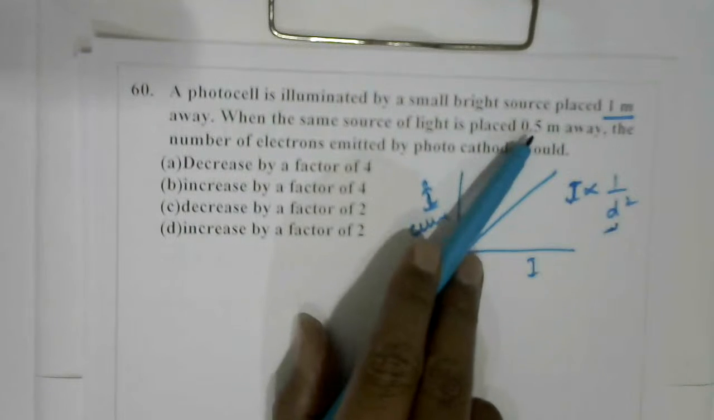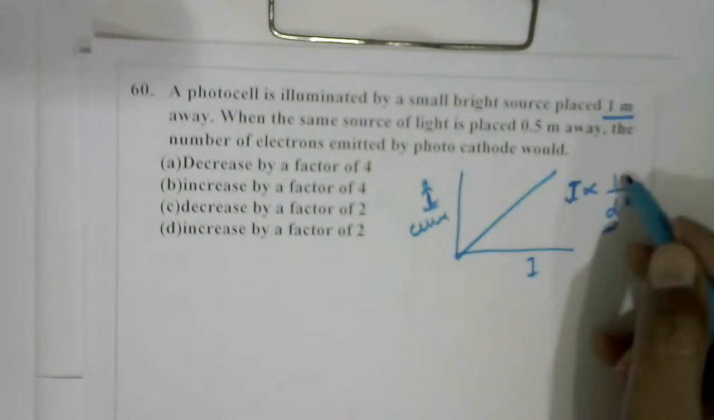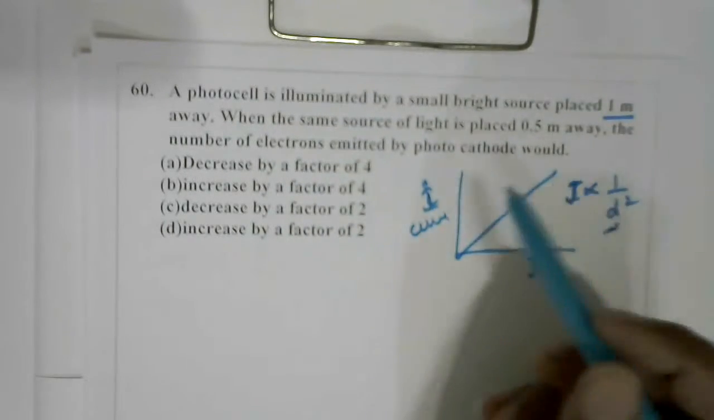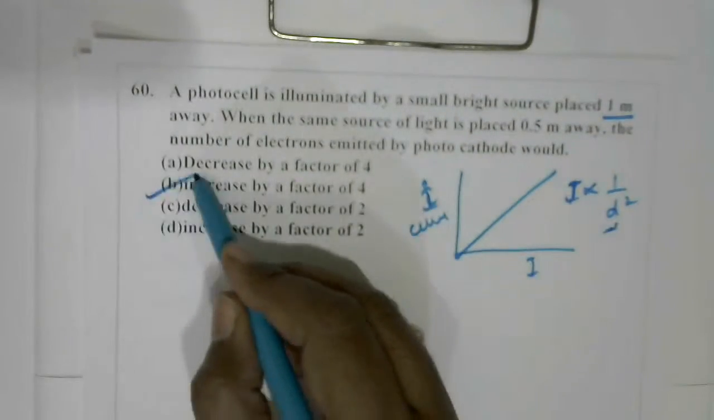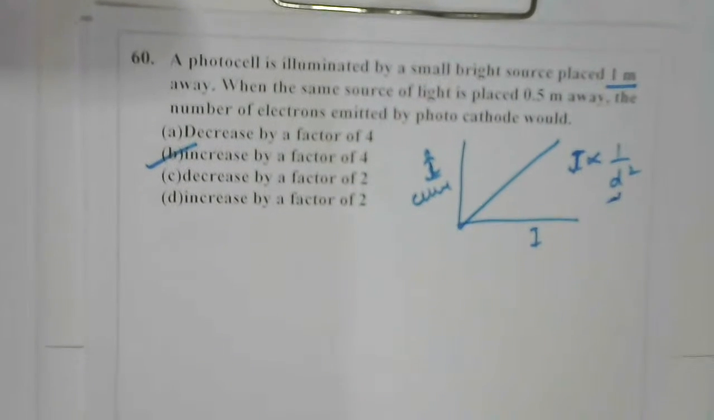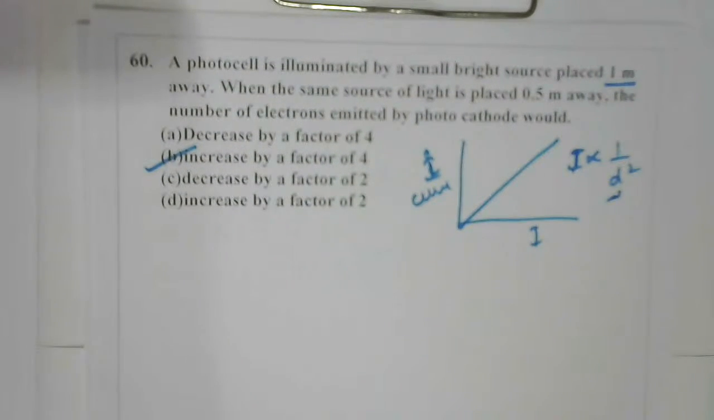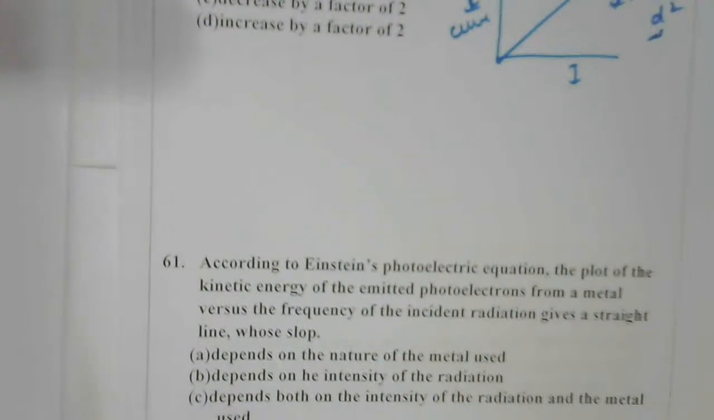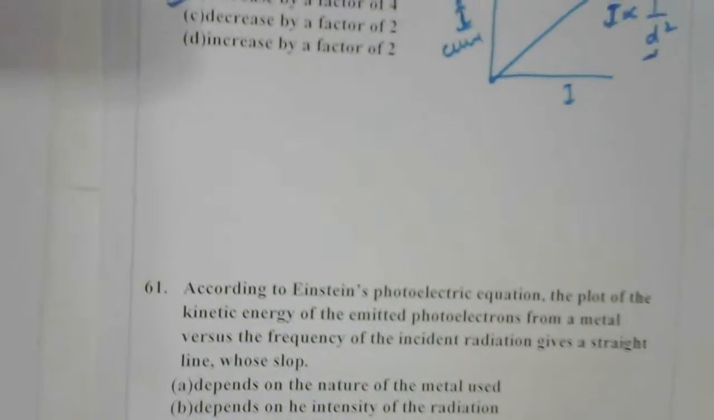Since you are going to make the distance half, half squared becomes 4. So it increases by 4 times. You are decreasing the distance, whereas the intensity is increasing by 4 times. So the second one should be your option. Why Raghu sir deleted? No problem. Rashmi is correct. Okay, second option.